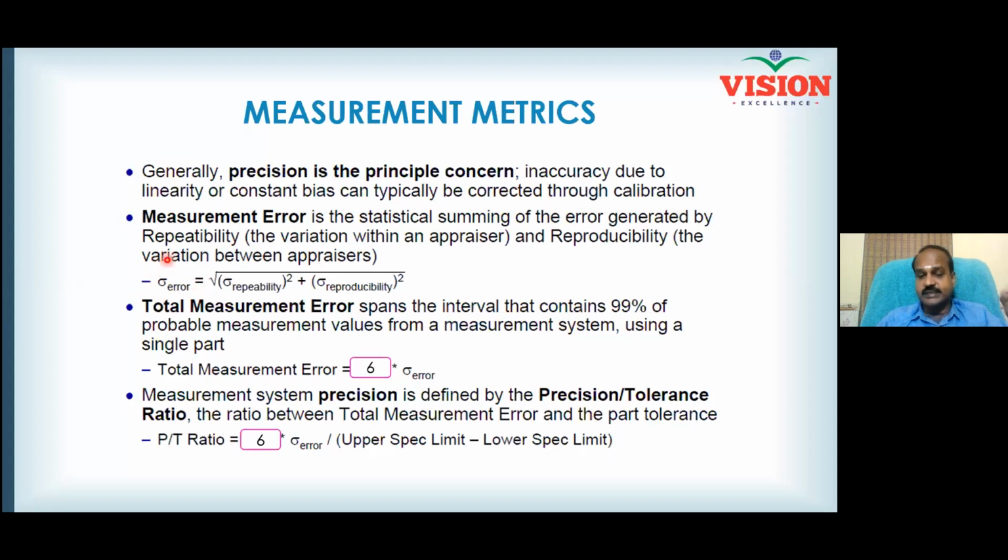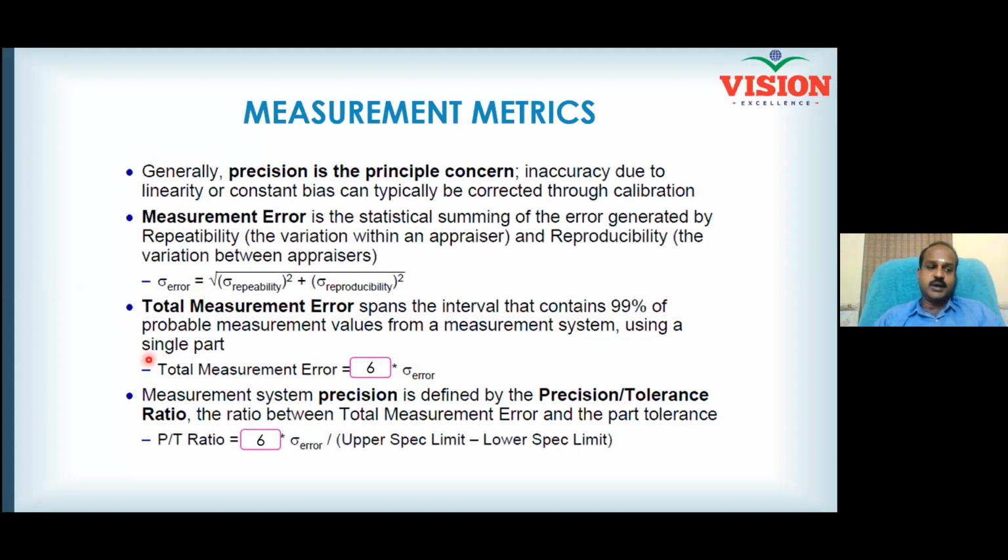This standard deviation of the precision error, also called measurement error, should be multiplied by 6 so that you get the total measurement error. All of you understand how total measurement error is arrived? Now, how much is this error with respect to the tolerance?